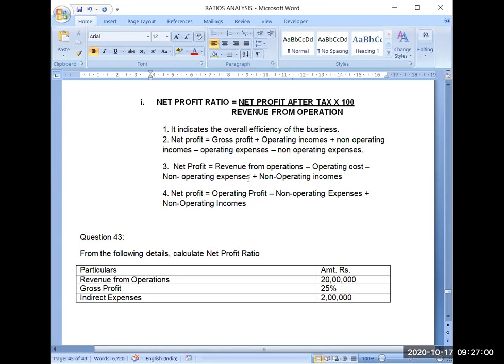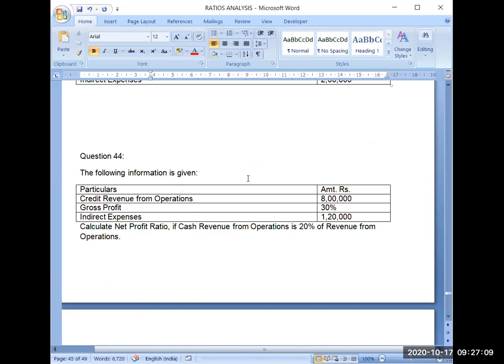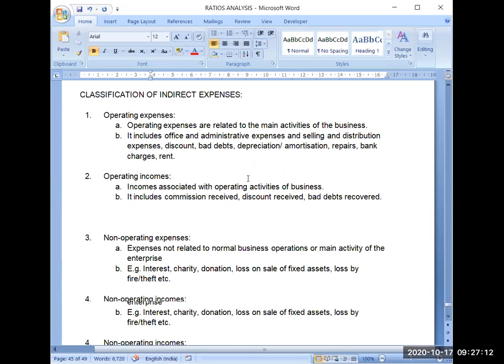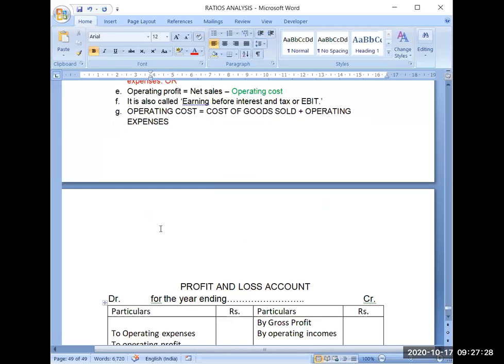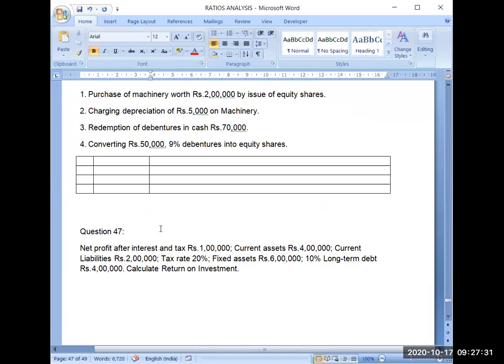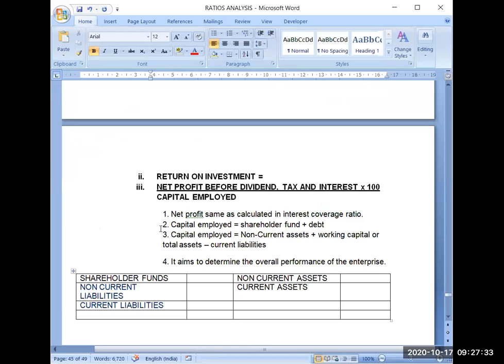Net profit is equal to gross profit plus operating incomes plus non-operating incomes minus operating expenses minus non-operating expenses. Again, you can derive all these formulas here. Gross profit plus operating incomes plus non-operating incomes minus operating expenses minus non-operating expenses, you will get a net profit. So we can derive many formulas with the help of this single chart.